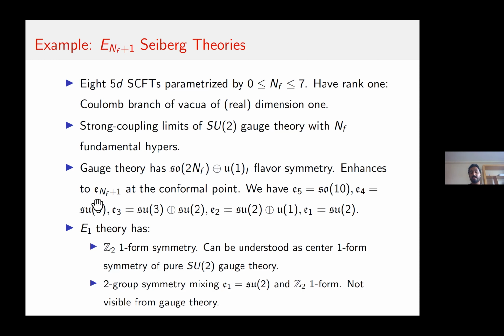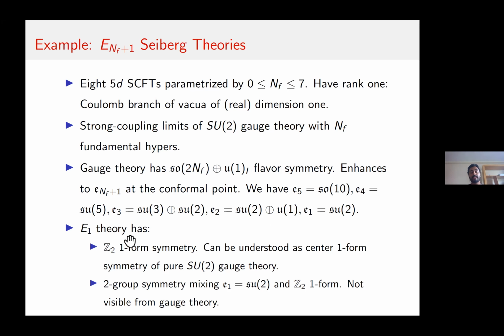So this flavor algebra is exceptional when NF is 5, 6, and 7. It is E6, E7, E8. And for other values of NF, this is the list of what we mean by E_{NF+1}. And you can see that none of these is actually SO(2NF) plus U(1). Actually, SO(2NF) plus U(1) is a sub-algebra of all of these algebras. So there is an enhancement in all of these cases.